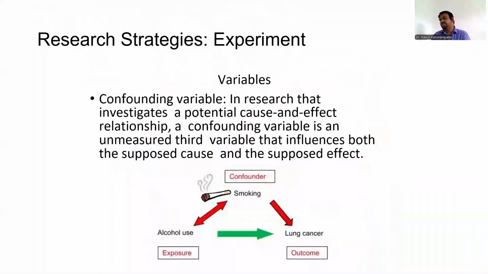And then we have confounding variables. Confounding variables are other variables that can influence both the cause and effect, right? For example, assume that we come up with a research question to investigate whether alcohol use has an effect on lung cancer. It is not a direct relationship. This is what we do not know, but we want to identify. We want to test whether alcohol use can cause lung cancer. However, if we do not measure smoking, we know that smoking can increase alcohol use. Smoking can increase lung cancer. So it can affect both cause and the effect. So these kinds of variables we call confounding variables, unmeasured third variables that can affect both cause and the effect.